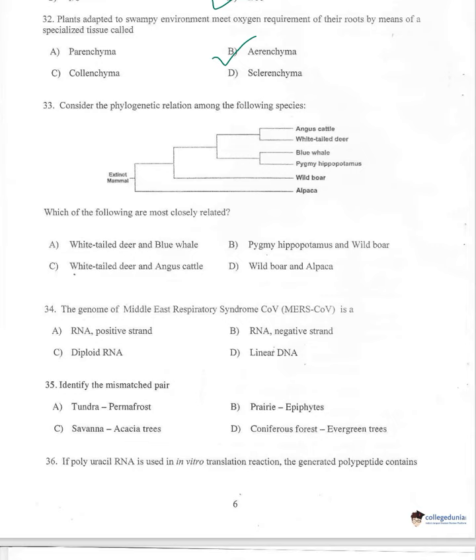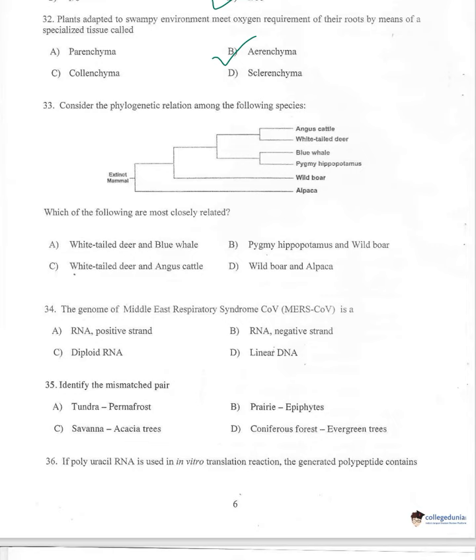Question number 33. Consider the phylogenetic relation among the following species. So here a phylogenetic analysis is shown. A number of mammals are shown: the Angus cattle, white-tailed deer, blue whale, pygmy hippopotamus, the wild boar, and the alpaca. They are shown as derived from an extinct mammal.